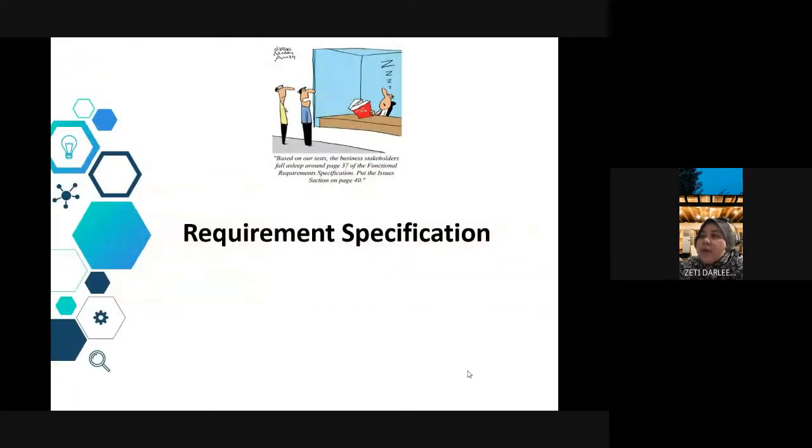Alright, now ada soalan ke? So kita pergi kepada next section. Tadi dah habis the functional and non-functional requirements. So we're going to look at what is requirement specification. Tadi kita learn about requirement engineering, the definitions of requirement, the non-functional and functional requirements. Now kita tengok requirement specification.